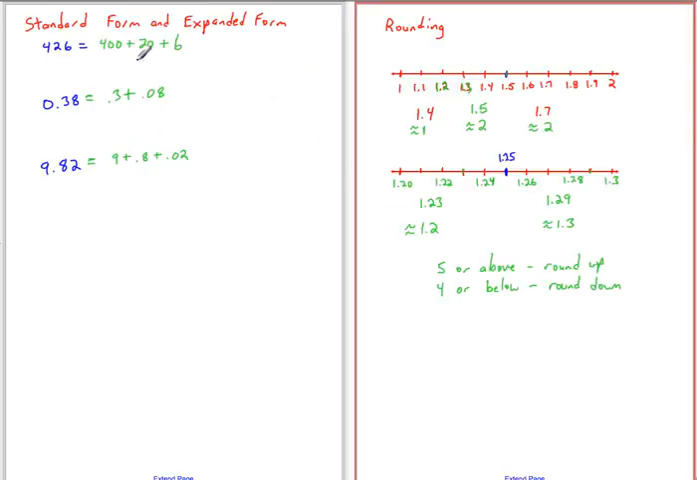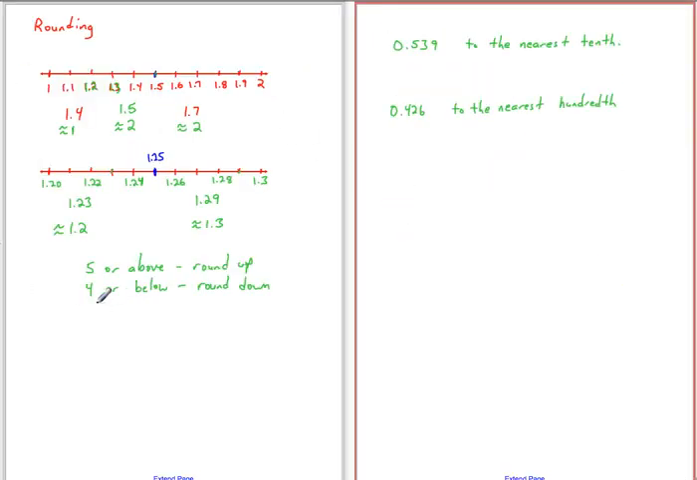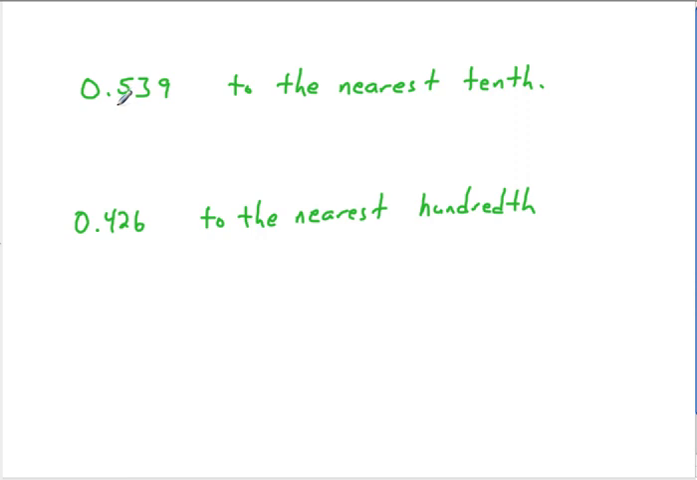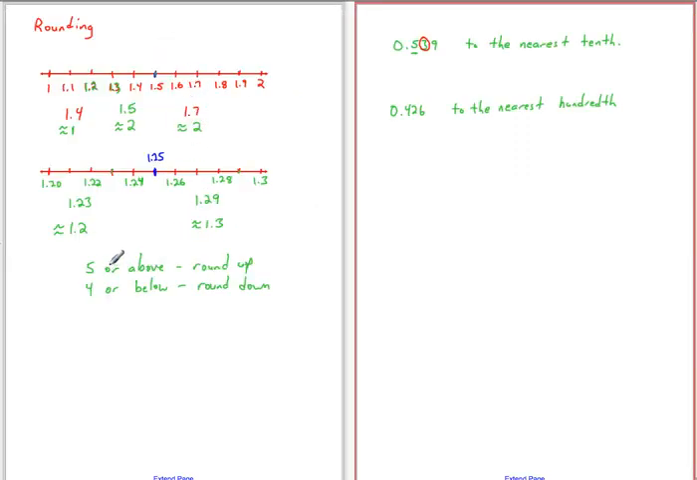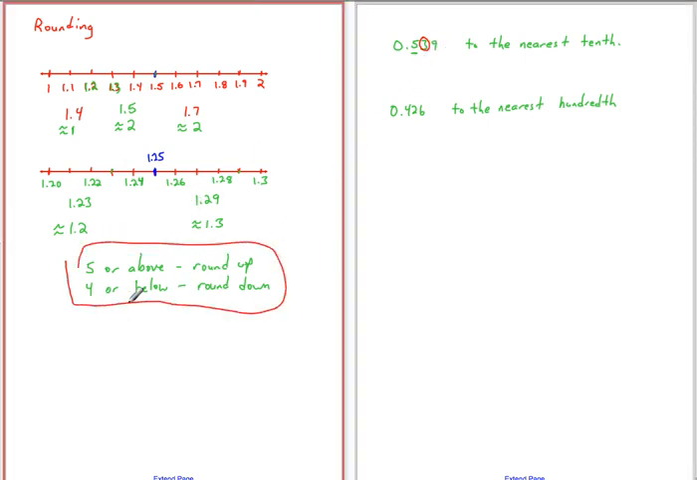Alright, let's do it like this. So, if we wanted to round 0.539 to the nearest tenth, that means we are going to round it to this spot, the nearest tenth. In order to decide if we round up or round down, we need to look at this number. So, using these rules here, the 3 is 4 or below, so we round down. So we would say this is approximately 0.5.